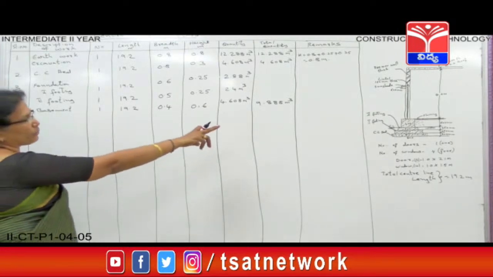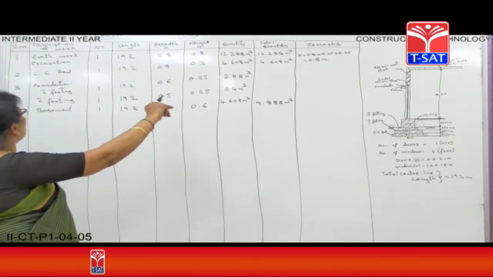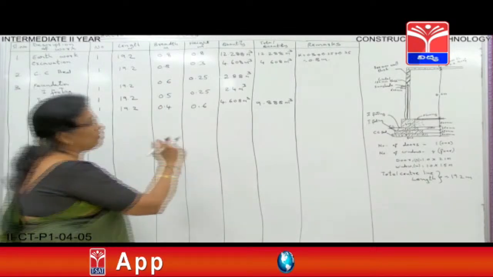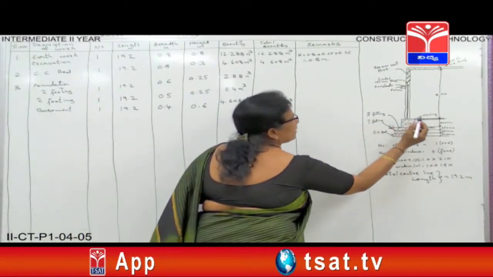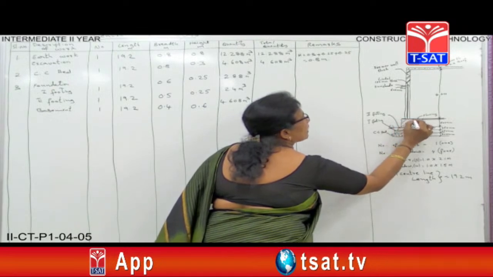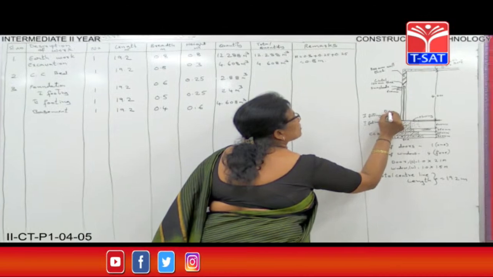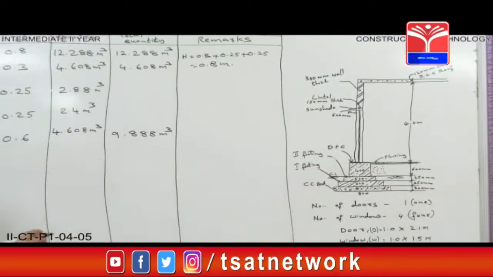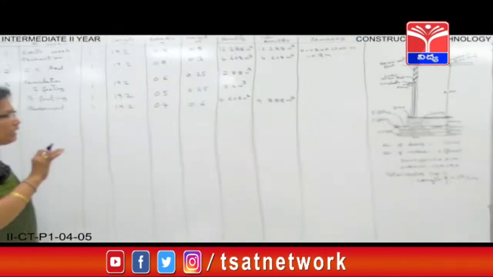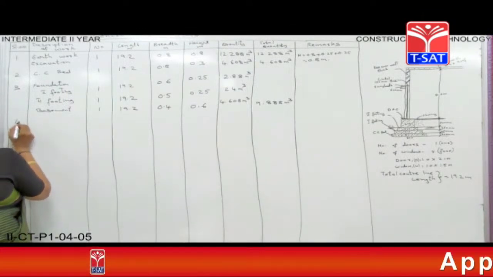Now, next, so we have come up to basement. The next work is what? DPC. Over this basement, you will be having DPC. This dark line is DPC. So for DPC, the thickness is negligible. You have to take only length and breadth.